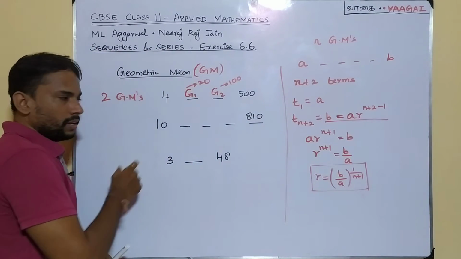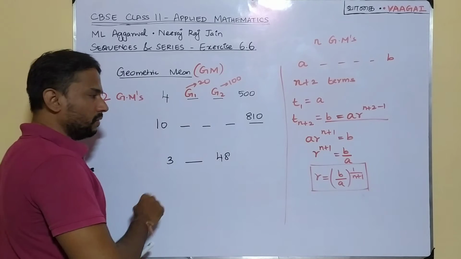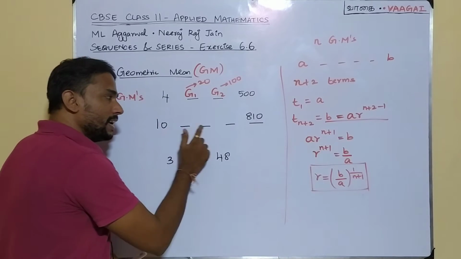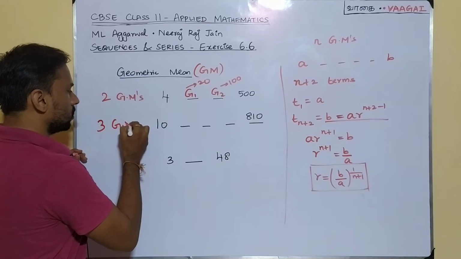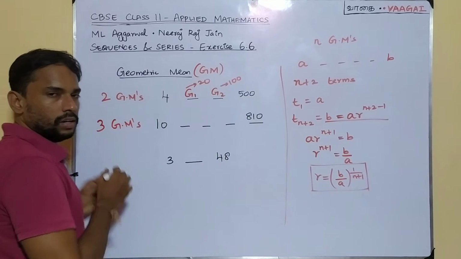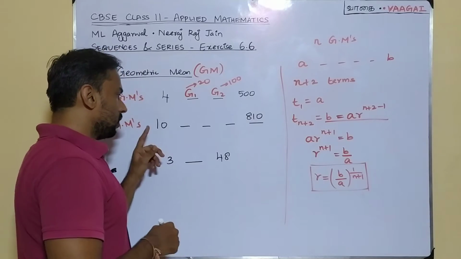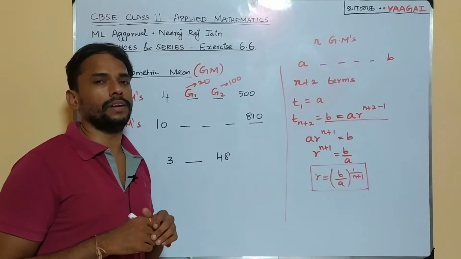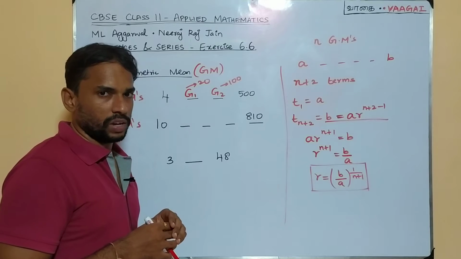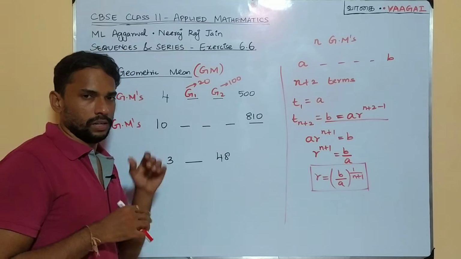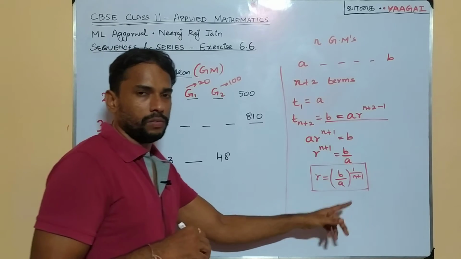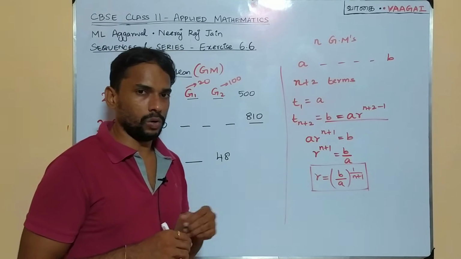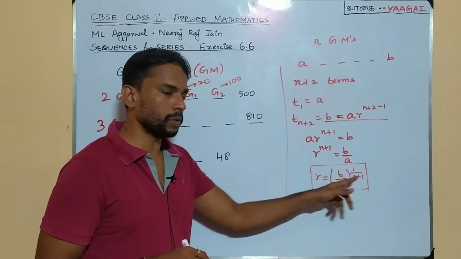Now come here, the second example. Here our question is: insert 3 geometric means, 3 GMs, between 10 and 810. So we have to insert 3 GMs here. So shall we use this R method? What will be R? R will be equal to (B by A) whole power 1 by n plus 1.